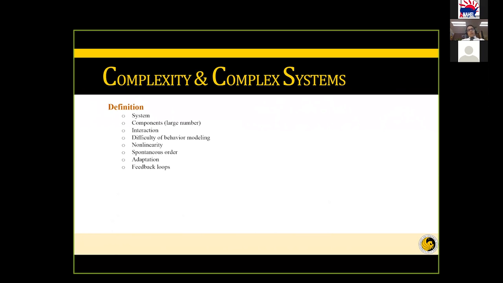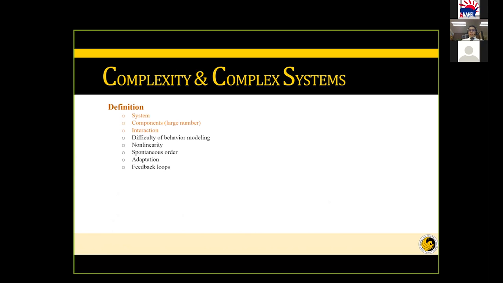Complexity and complex systems. First of all, a complex system is a system, so we have a bunch of entities working with each other and creating a whole. That whole is more than the sum of all the entities. So this is the first thing to know about complex systems. The second thing is that the components in complex systems are usually a large number compared to regular systems. For example, there are a lot of people. Those vertices can be components, and they are interacting with each other at a high level of interaction.